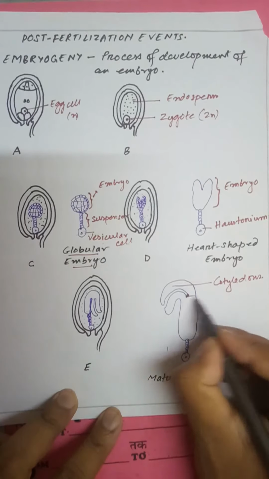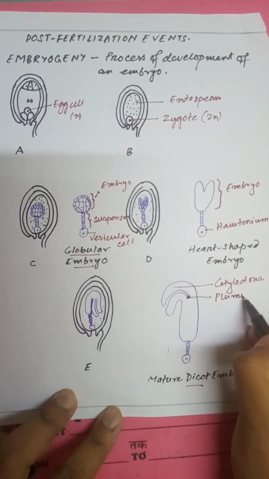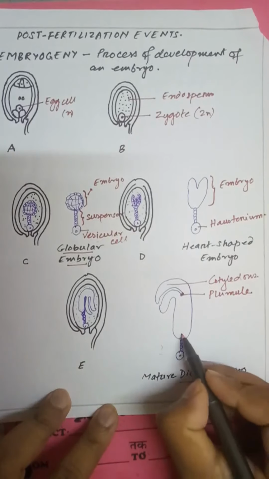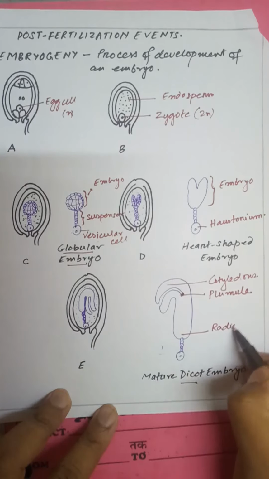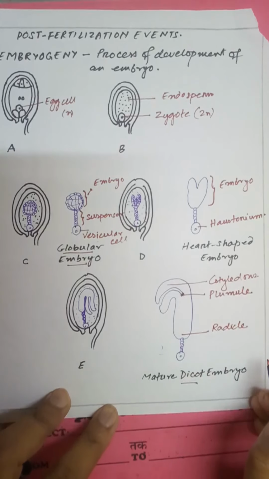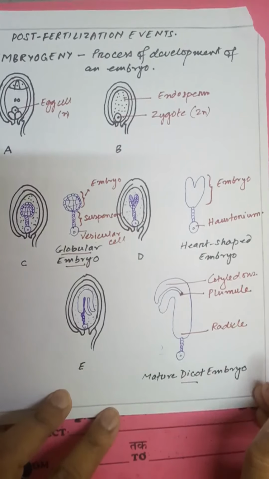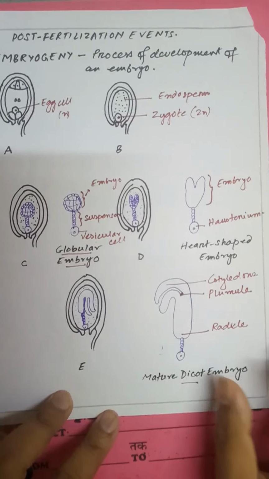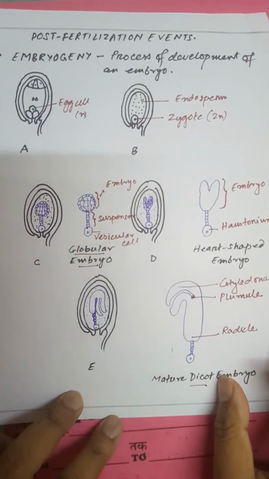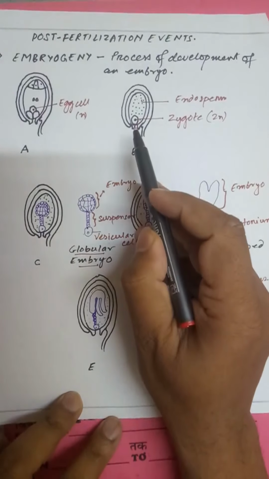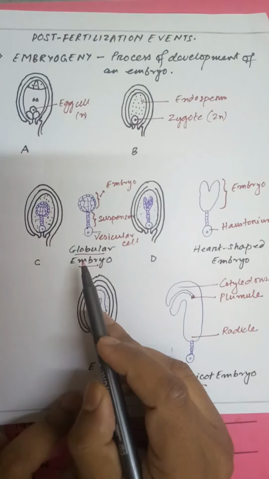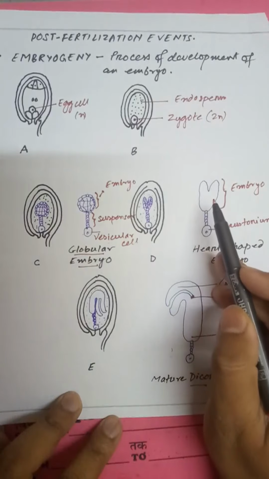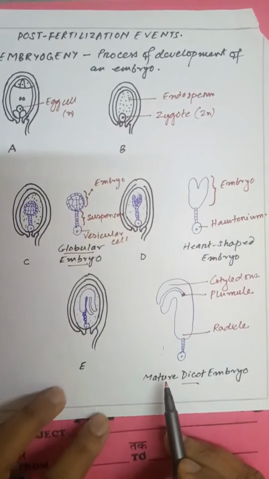This structure is the plumule that will give rise to the future shoot system of the plant. At the end arises the radicle that will give rise to the root system of the plant. In another video, I will be dealing with the structures of monocot and dicot embryo. But here, in the process of embryogeny, we have seen ultimately how from a single cell zygote we get one globular embryo, then a heart-shaped embryo, and then a mature embryo consisting of cotyledons.